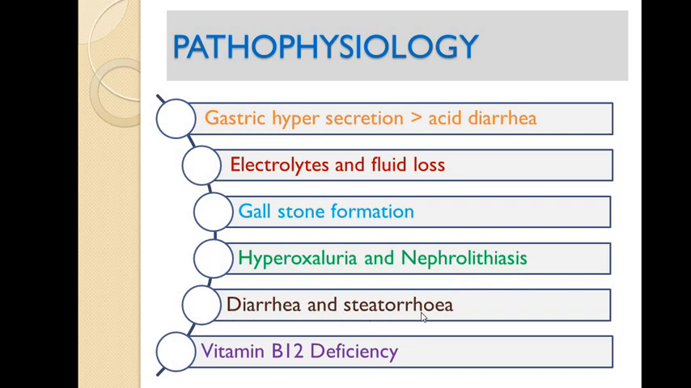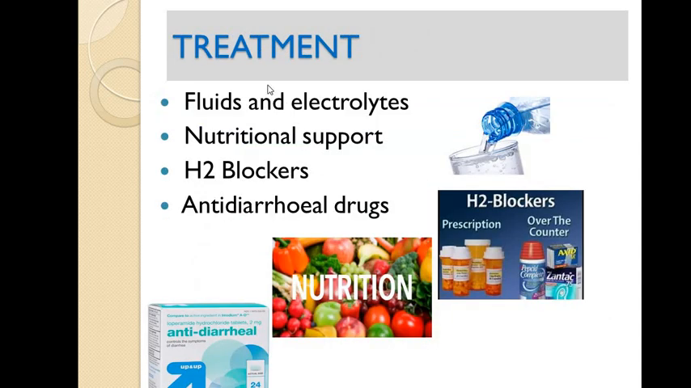Then there is diarrhea and steatorrhea. As fat is not absorbed, it results in steatorrhea and diarrhea. Vitamin B12 is absorbed basically in terminal ileum. When there is short bowel, vitamin B12 is not adequately absorbed. It leads to vitamin B12 deficiency.